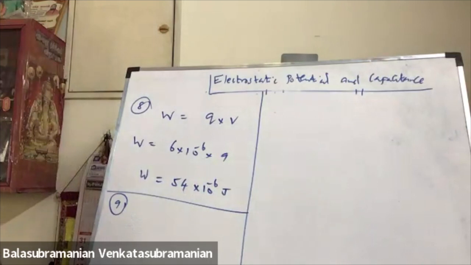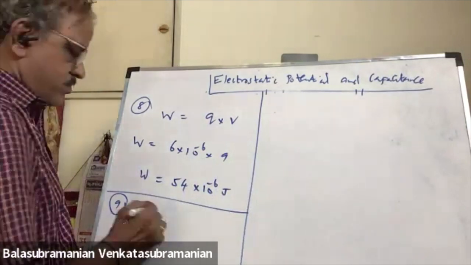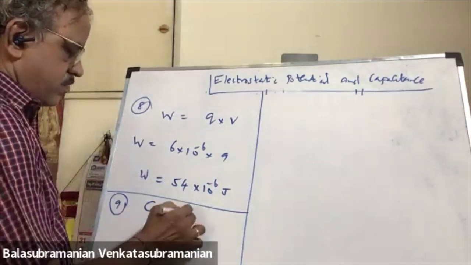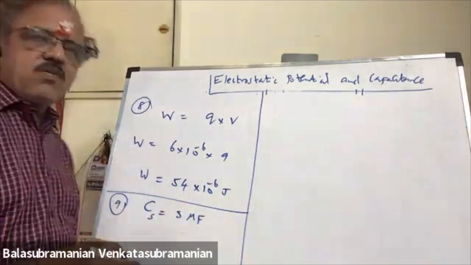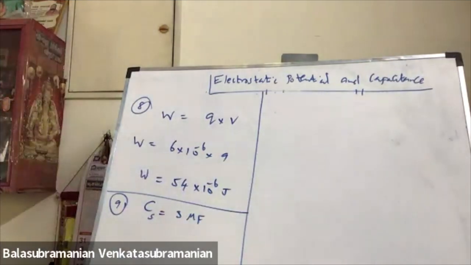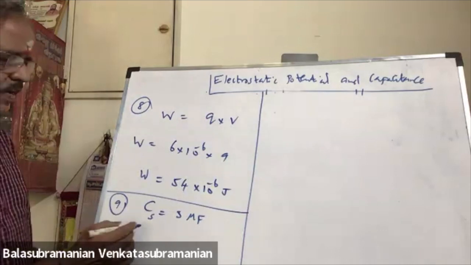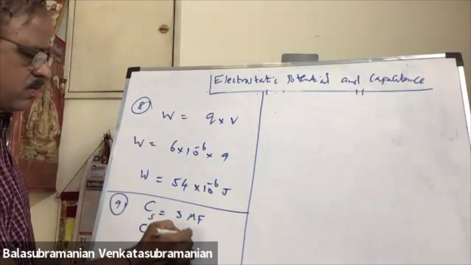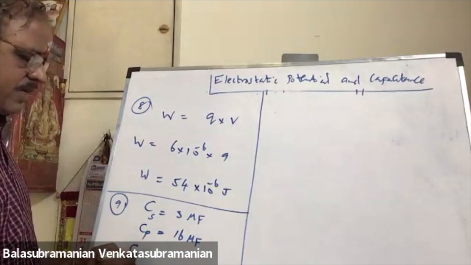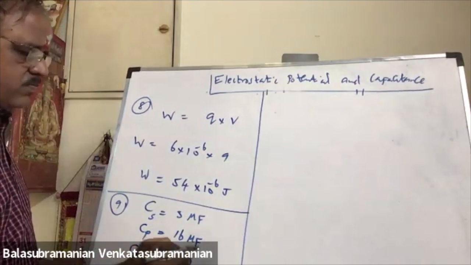Ninth one. The equivalent capacity of two capacitors in series is 3 microfarad. C S is equal to 3 microfarad. In parallel, it is 16 microfarad. Calculate C1 and C2. That is the question.